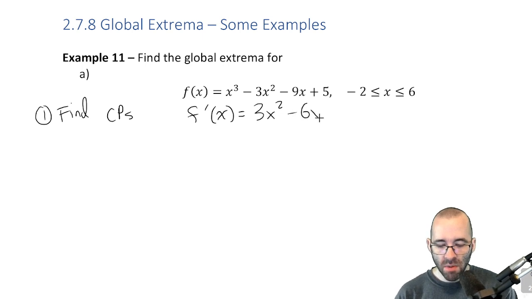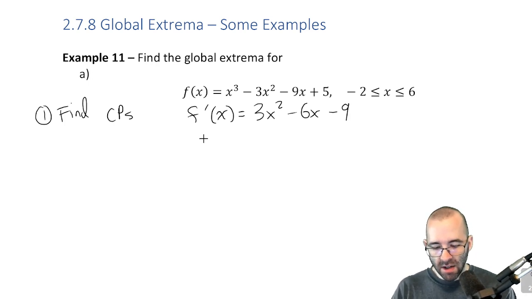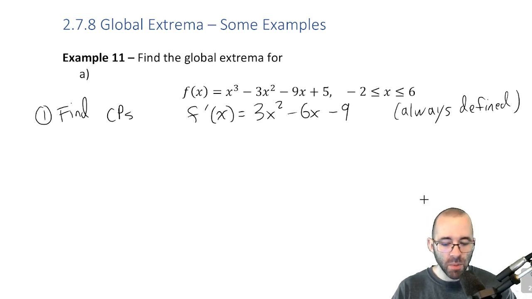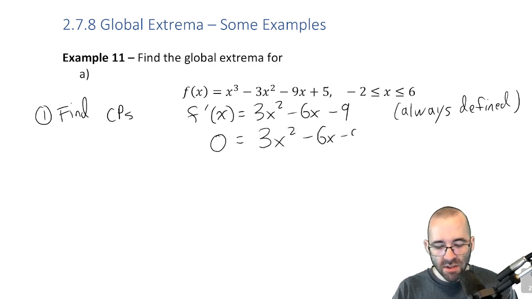3x squared minus 6x minus 9. And we want that equal to 0 or undefined. So this is always defined, right? This is a parabola. So the only critical point will be when this derivative equals 0. And now we'll just factor this so we can solve. We can take out a greatest common factor of 3.